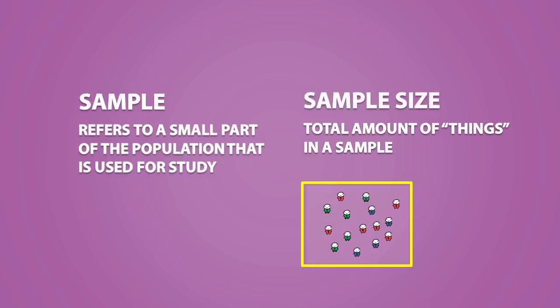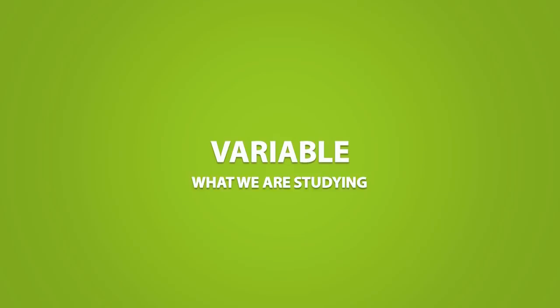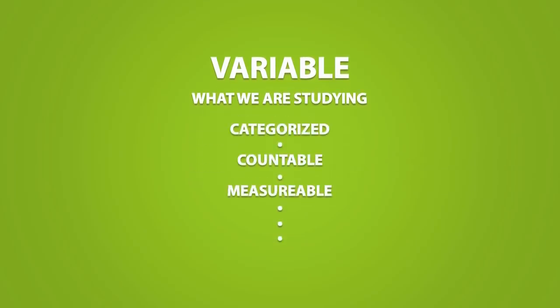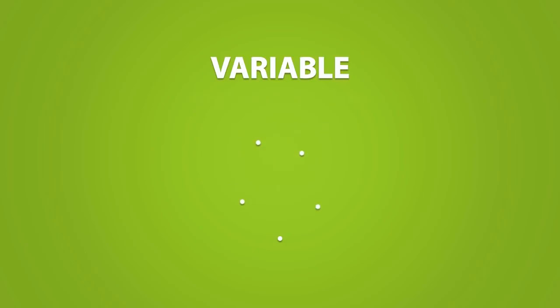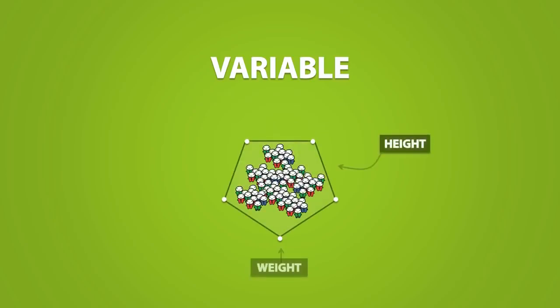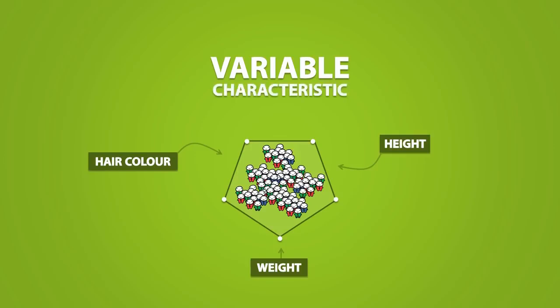In statistics, what we examine is a variable. It is what we are studying, and it can be measurable, countable, and categorized. When we talked about how people can have different heights, weights, and hair color, these are all variables. Variables represent a characteristic of what we are trying to study, and they can vary among different individuals.